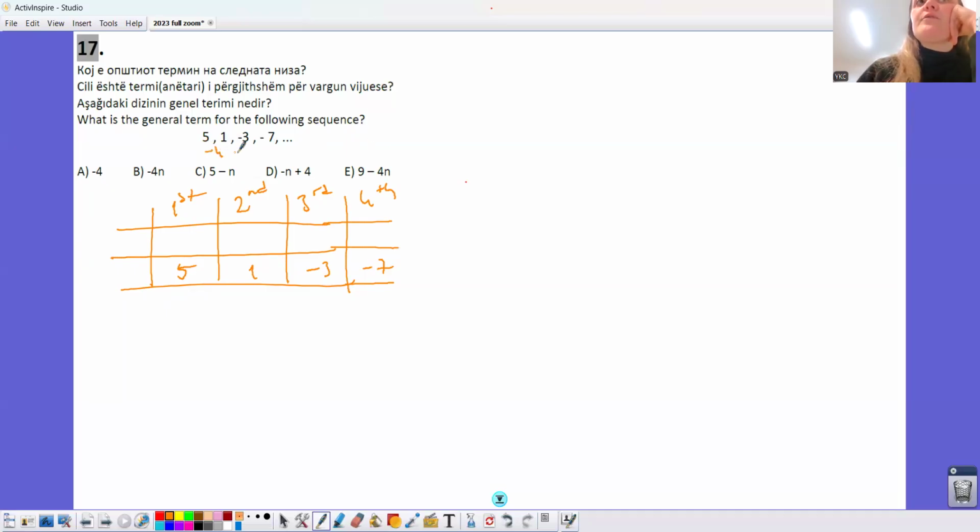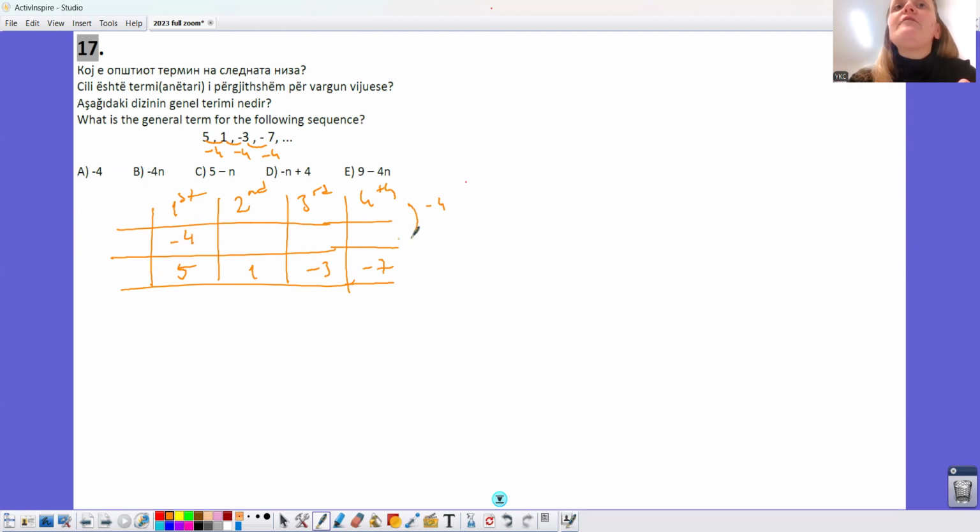This is minus 4, and this here I have minus 4, and here I have minus 4. So 5 minus 4 is 1, 1 minus 4 is minus 3, minus 4 is minus 7. So the difference here I will multiply with the place of the term. So here minus 4. 1 times minus 4 is minus 4.